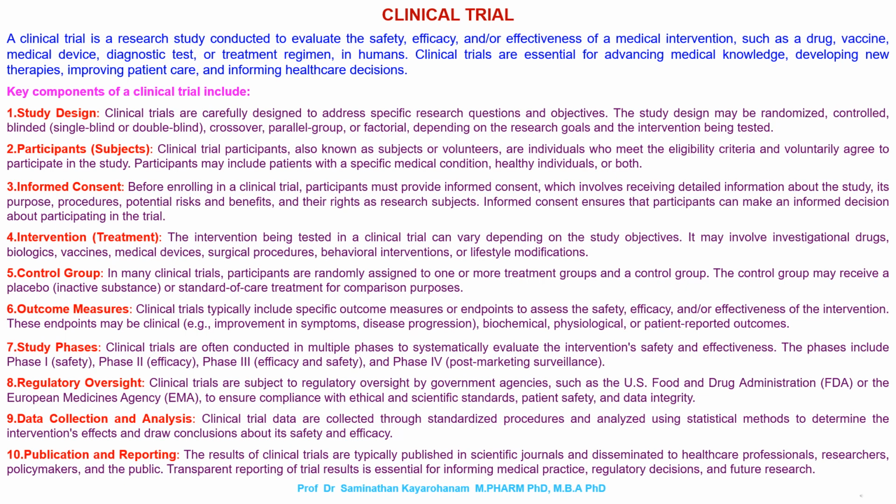Publication and reporting. The results of clinical trials are typically published in scientific journals and disseminated to healthcare professionals, researchers, policymakers, and the public. Transparent reporting of trial results is essential for informing medical practice, regulatory decisions, and future research.